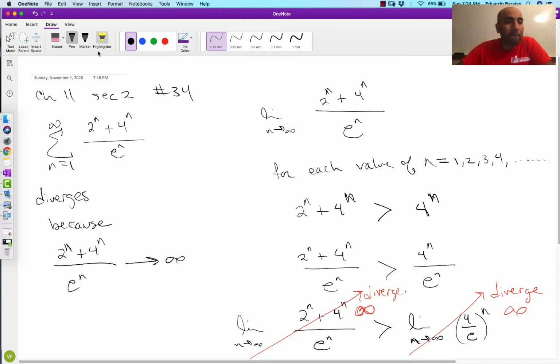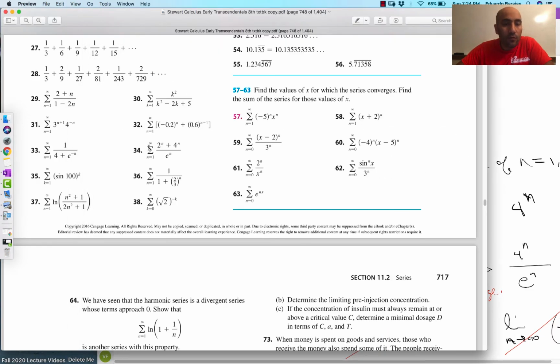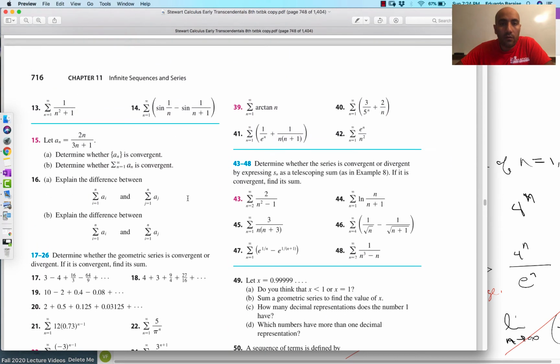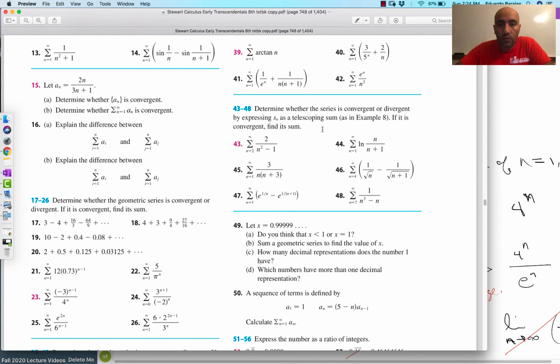All right, what else do we got? Let's do one of these guys. Determine whether a series converges or diverges by expressing S sub n as a telescoping sum. Telescoping stuff. Okay. These are fun. Let's just do 46. Let's look at number 46.